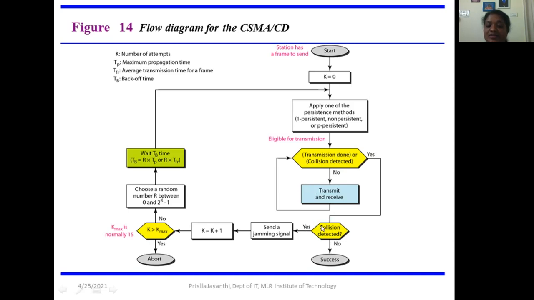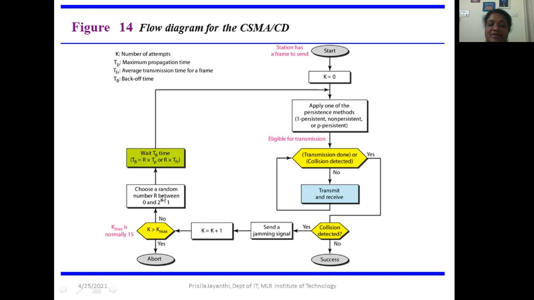Now let's move further. If a collision has been detected, what is the reason? It can be because of the jamming signal, or it can be the collision of another frame, which is also called a jamming signal. So here K becomes K plus 1. Then, if K is greater than K maximum, it aborts. If K is not greater than K maximum, then the answer is no.